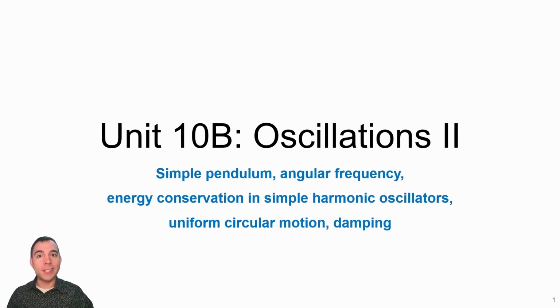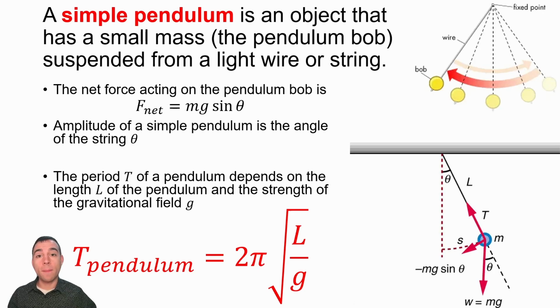Unit 10b will continue our conversation about oscillations. Another example of a simple harmonic oscillator is a simple pendulum, which has a mass suspended from a thin massless string. This pendulum will exhibit oscillatory motion because it moves back and forth between 2 points repetitively, and therefore it will have a frequency and a period.